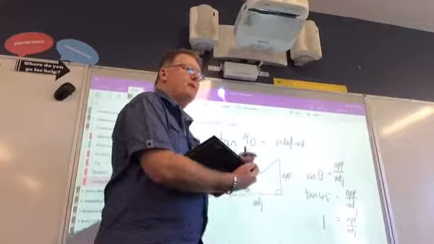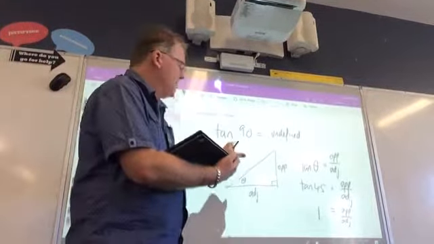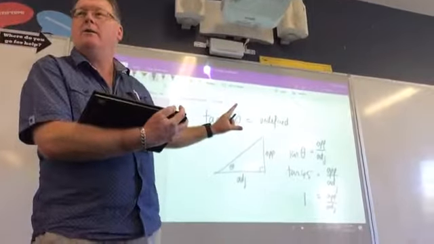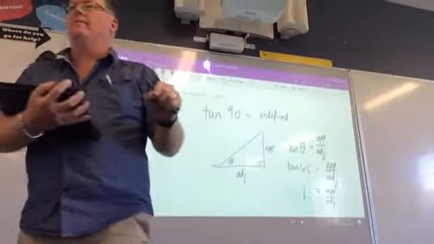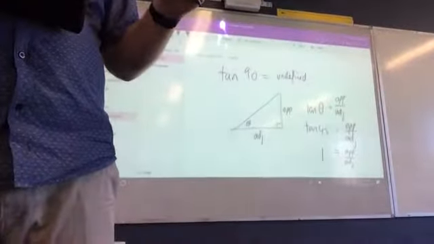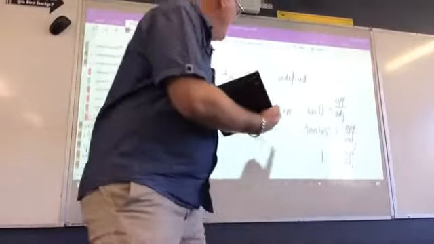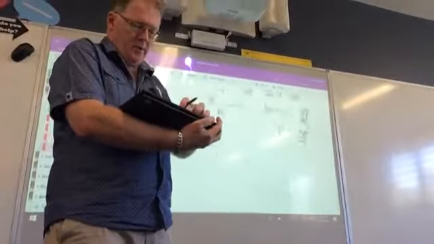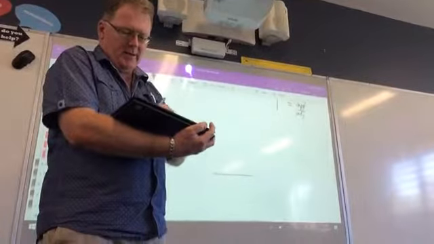Okay, so what we're saying there is when these are the same size, then we get 45 degrees there. Okay, so as the theta gets bigger and bigger and bigger, what's happening to the opposite side? Okay, let's keep the adjacent side the same length. So I'll scroll down a bit. So let's keep my adjacent side.